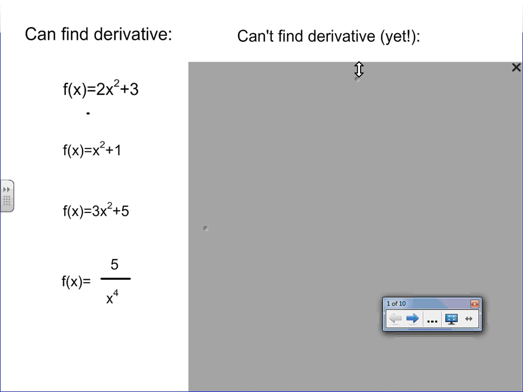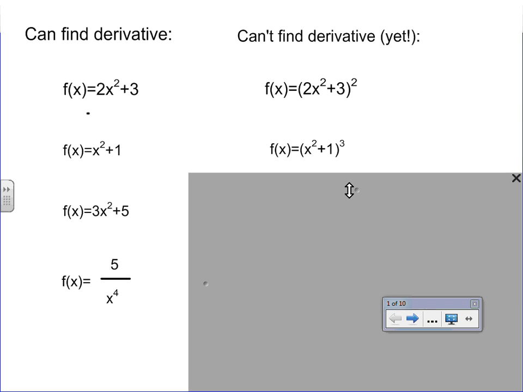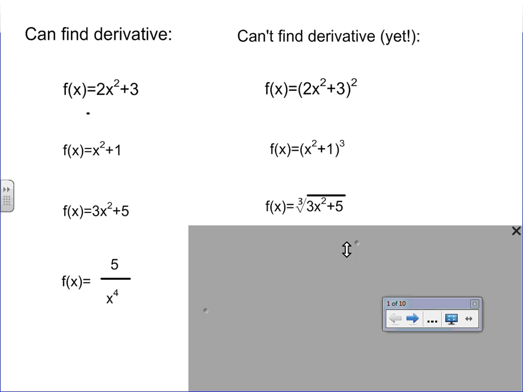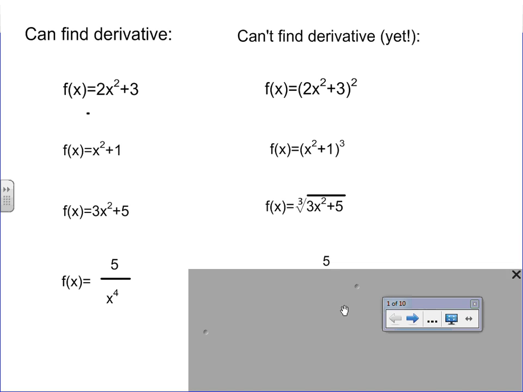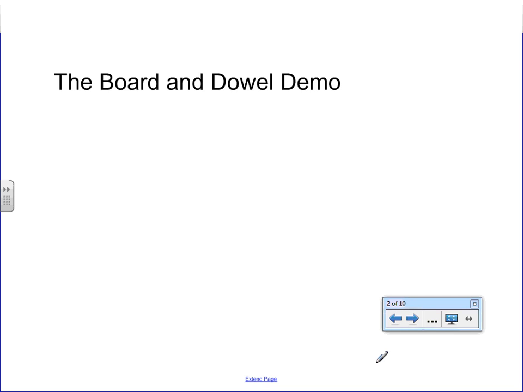At this point, we could not find the derivative of this. Well, this one we could, if we're careful about it and did a little extra work, but we can't easily find the derivative of that yet. Nor could we easily find the derivative of this one yet, and we certainly could not easily find the derivative of this one yet. And finally, we probably couldn't find the derivative of that one easily yet. But when we have the chain rule working for us, we will be able to do that.